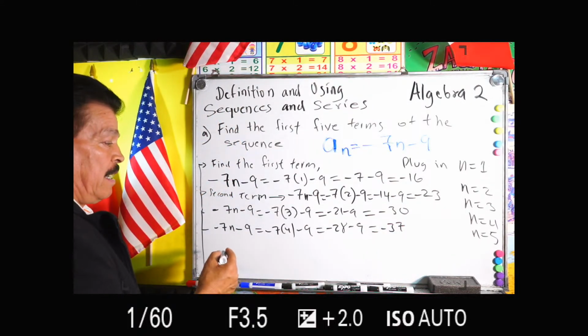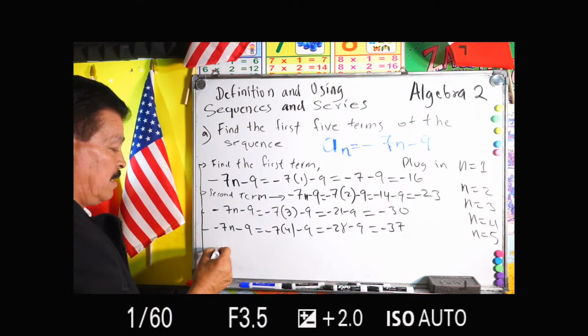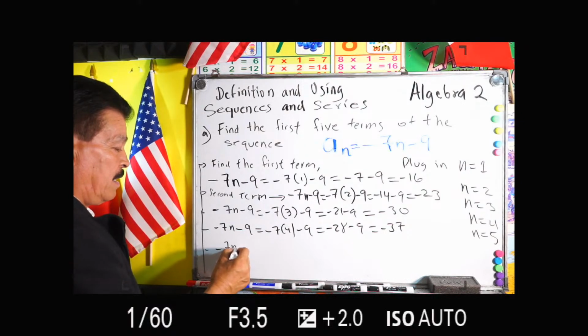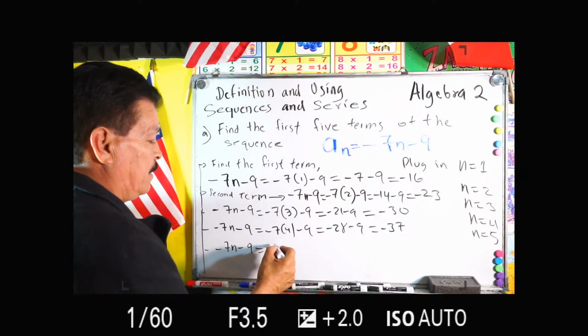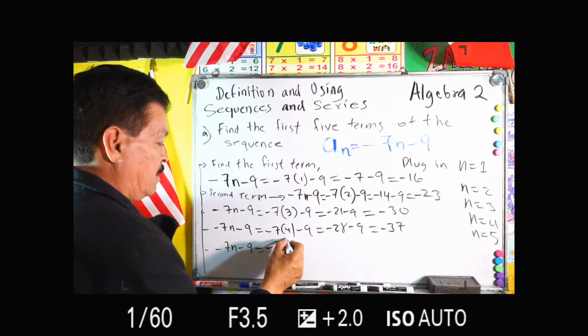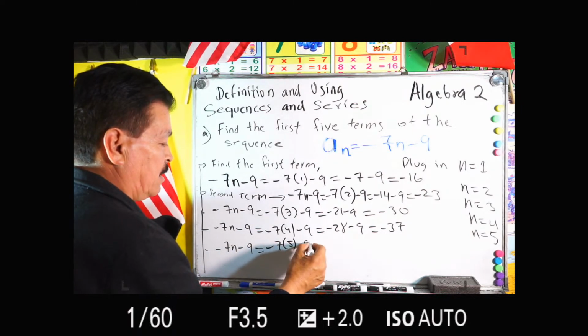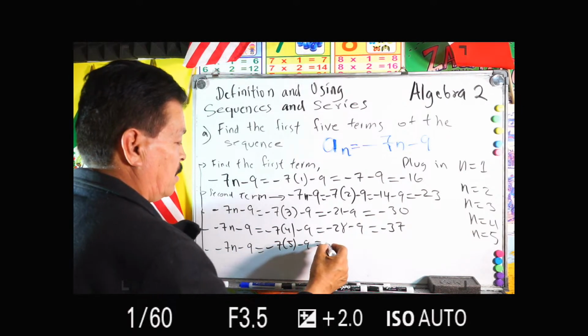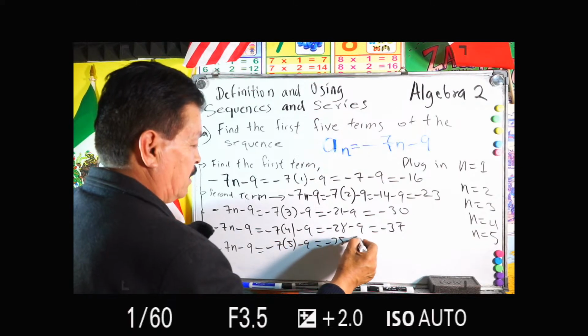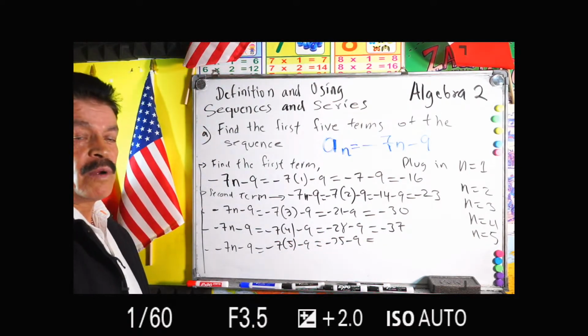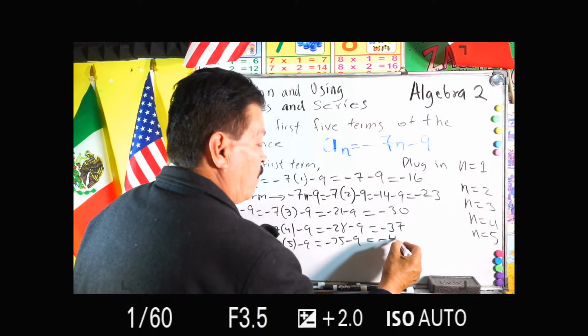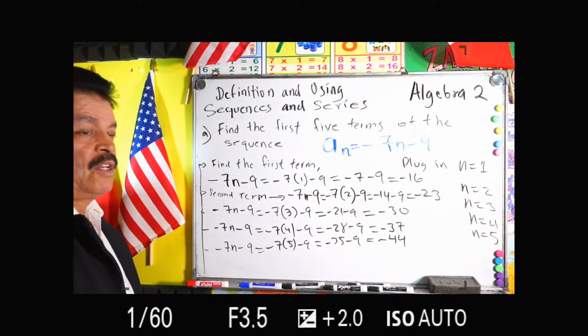See, now the last one is negative 7n minus 9 equals negative 7 times 5 minus 9 equals negative 35 minus 9 equals negative 44, right? Negative 44. So it's done.